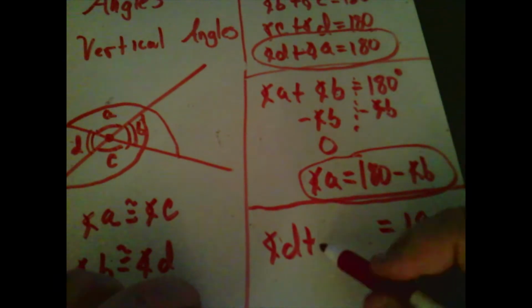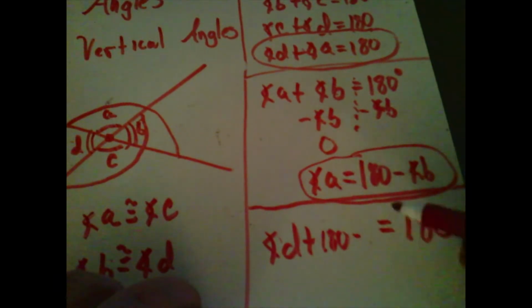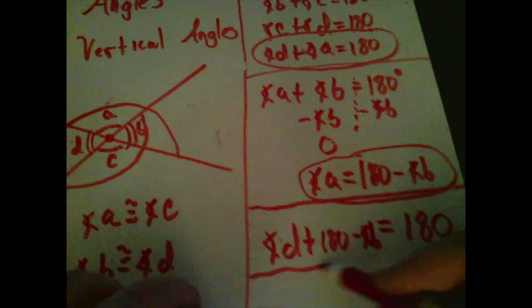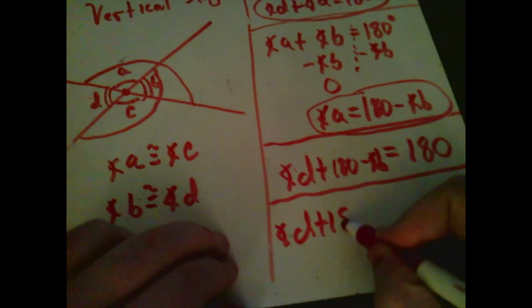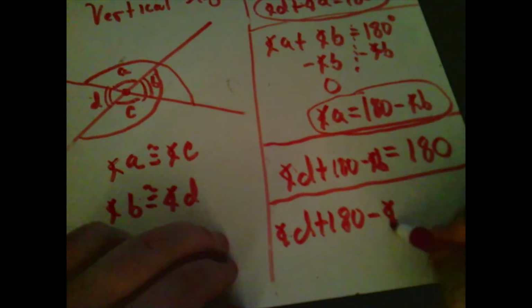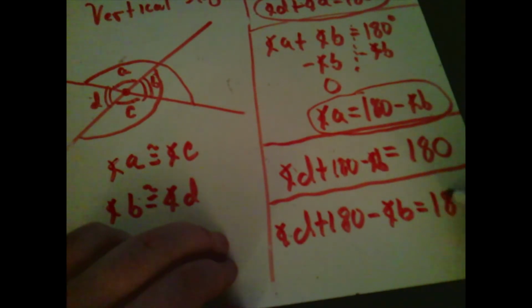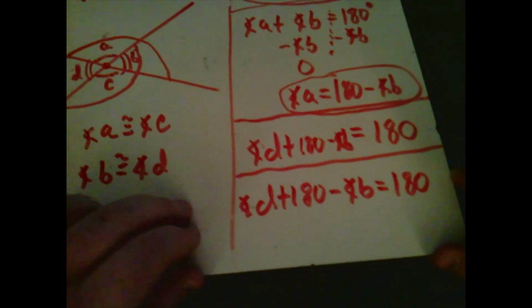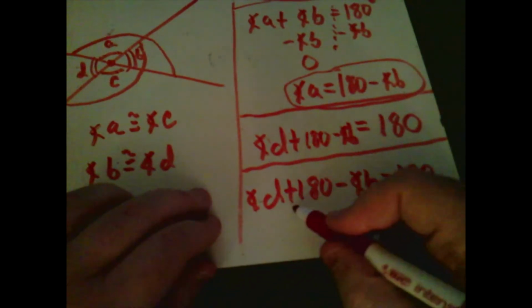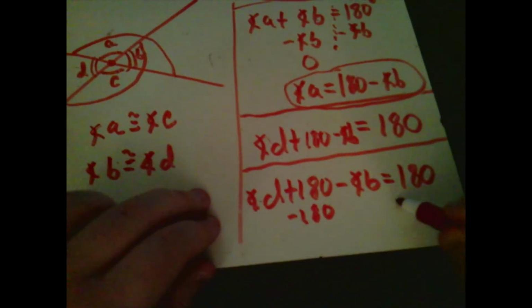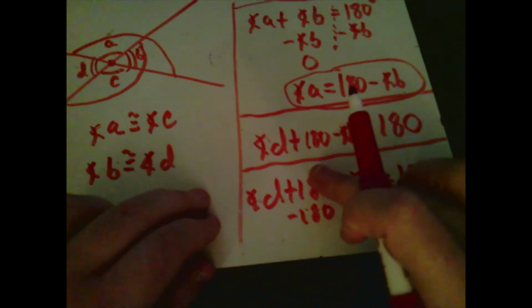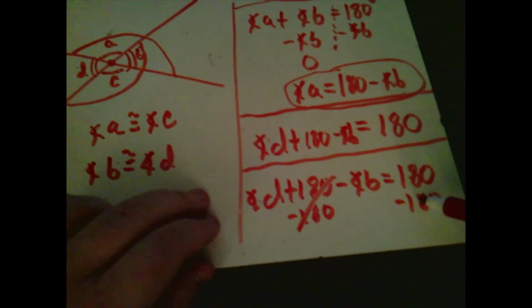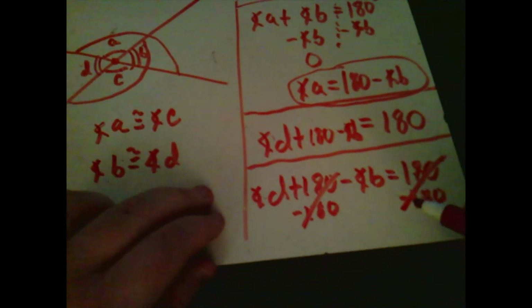It's equal to 180 minus angle B. All right, let me rewrite that down. Angle D plus 180 minus angle B is equal to 180. Let's use a little more algebra. Let's subtract 180 from both sides of this equation. We can do that, right? Of course we can. 180 minus 180 is just 0. That goes away. And 180 minus 180 is just 0. That goes away. What do we have now?